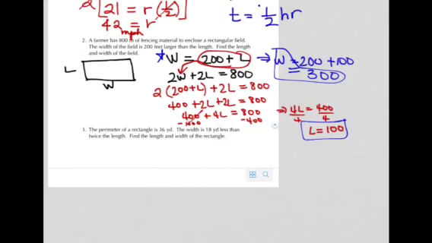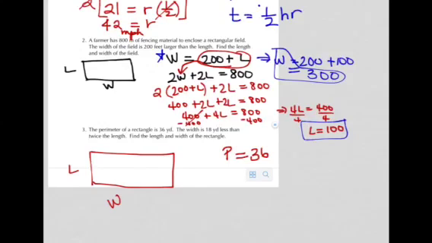Number 3. The perimeter of a rectangle is 36 yards. The width is 18 yards less than twice the length. Find the length and width of the rectangle. Again, let's draw another picture of a rectangle. We know that the perimeter is 36. We know that the width is 18 yards less than twice the length. Okay. Length, width.